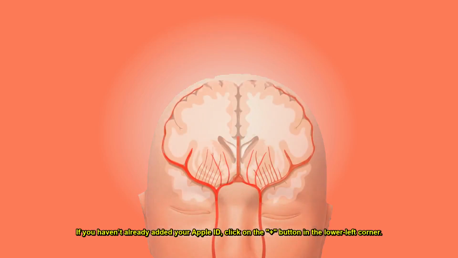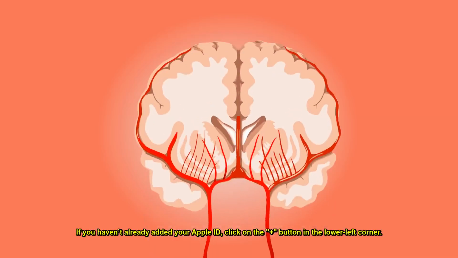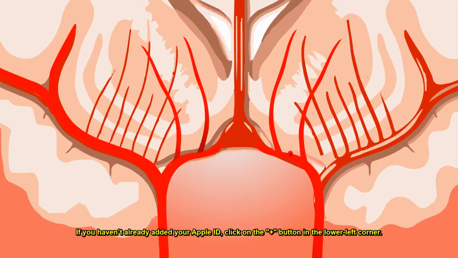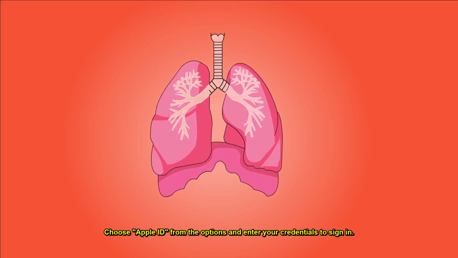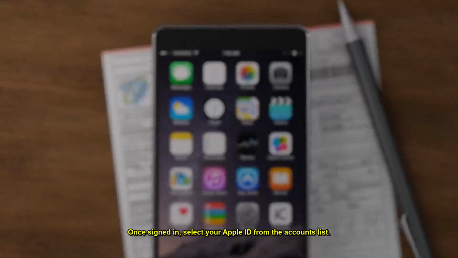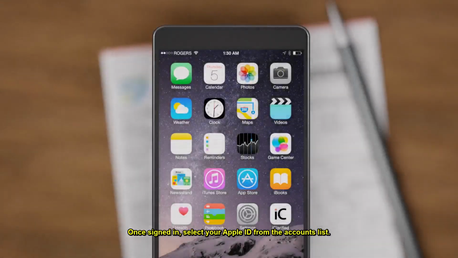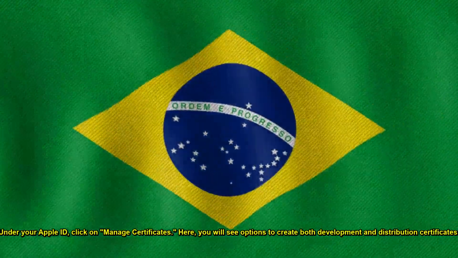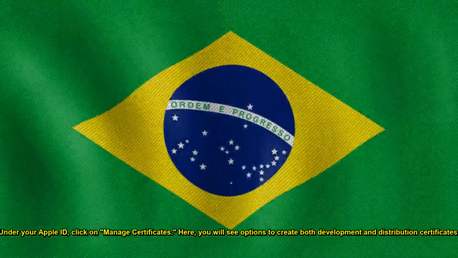If you haven't already added your Apple ID, click on the plus button in the lower left corner. Choose Apple ID from the options and enter your credentials to sign in. Once signed in, select your Apple ID from the accounts list. Under your Apple ID, click on Manage Certificates.